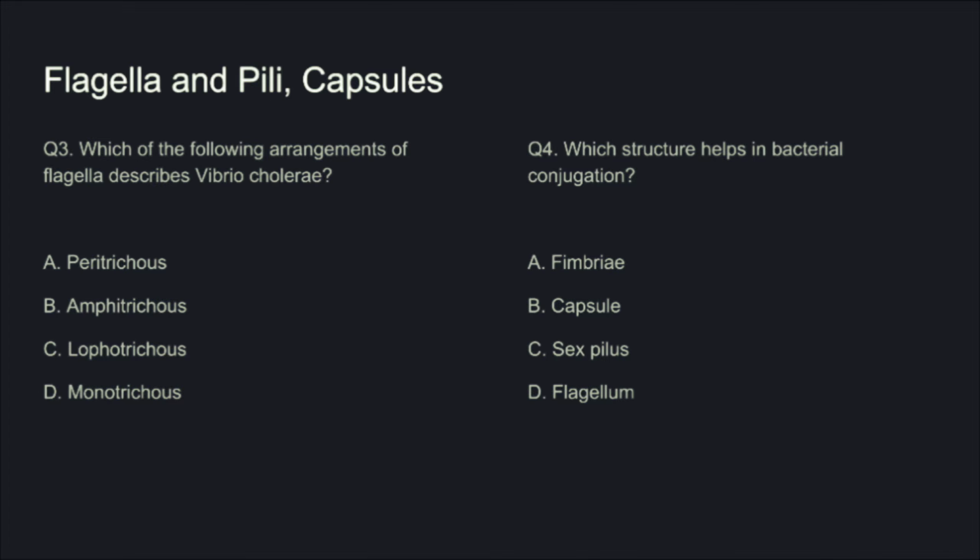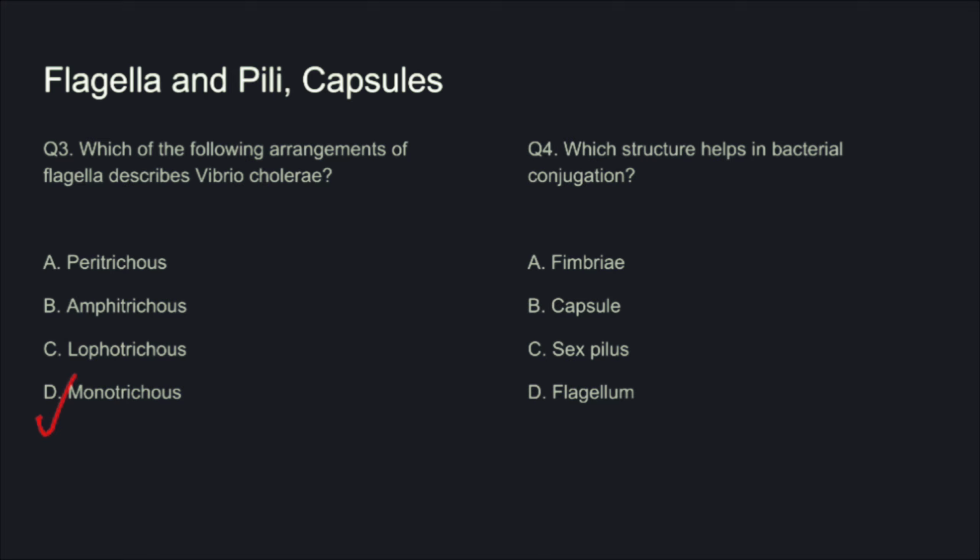Question 3. Which of the following arrangement of flagella describes Vibrio cholerae? Your options are A. Peritrichous, B. Amphitrichous, C. Lophotrichous, D. Monotrichous. Correct answer for this question is option D. Monotrichous.